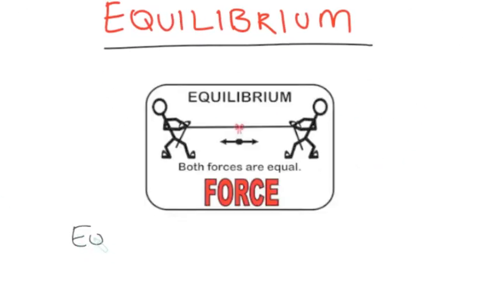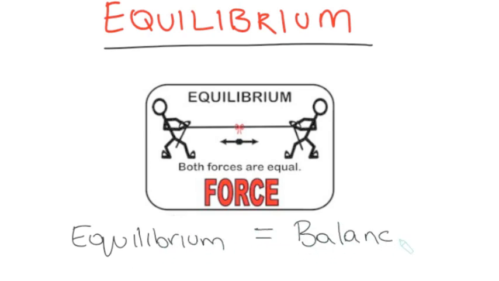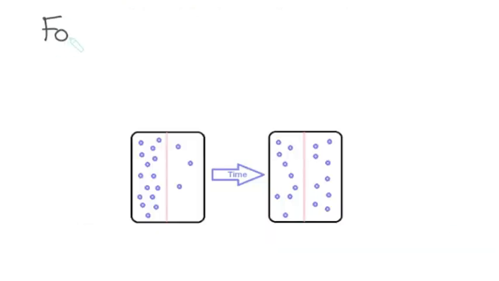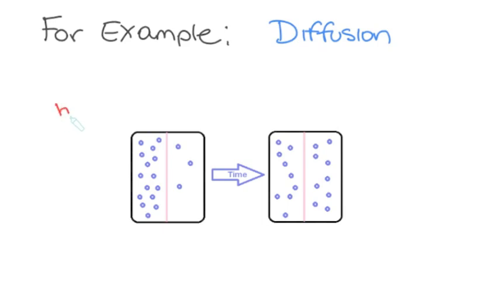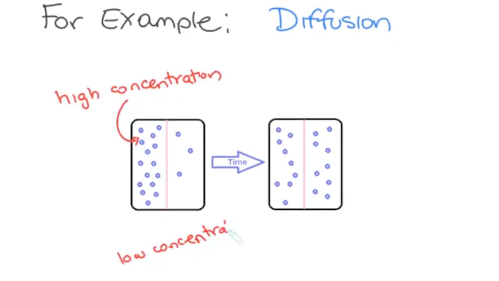Now, equilibrium may be defined as a state in which opposing forces or influences are balanced, or simply just a state of balance. We can see this through many different scenarios, from something as simple as diffusion, when particles move from an area of high concentration to an area of low concentration to achieve even distribution throughout. That's a way of establishing equilibrium.